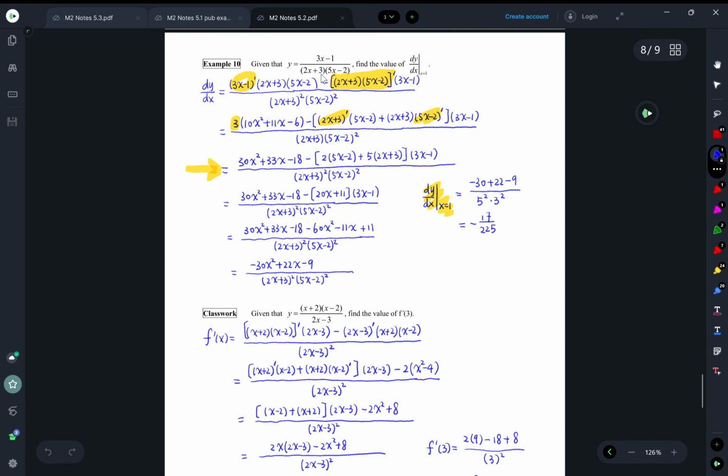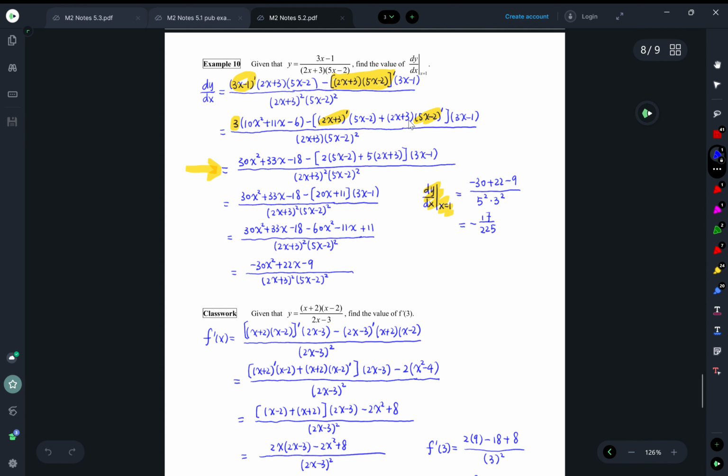In some questions, when you see the structure of quotient and product, you can apply them accordingly. So this question is d high low minus d low high divided by low square. That is the quotient rule. But inside the quotient rule, the first differentiation is easy. This one is easy, that's 3. The second differentiation is the product. Do you see? And then you apply the product rule here.